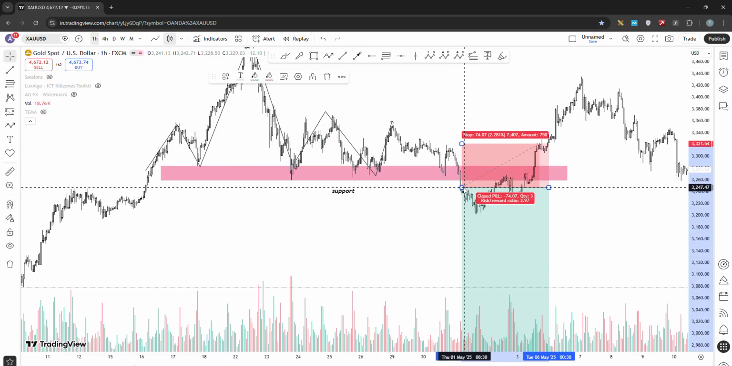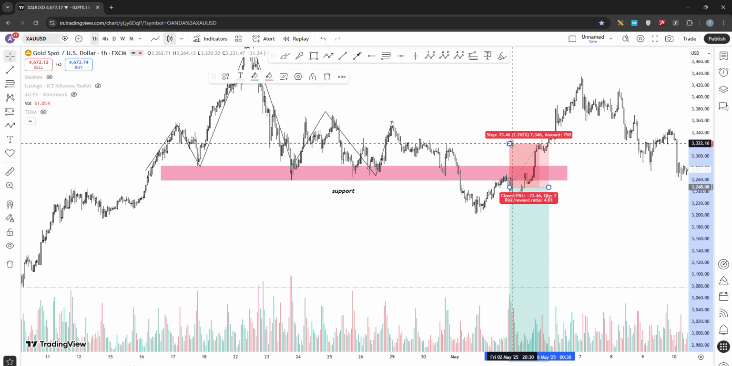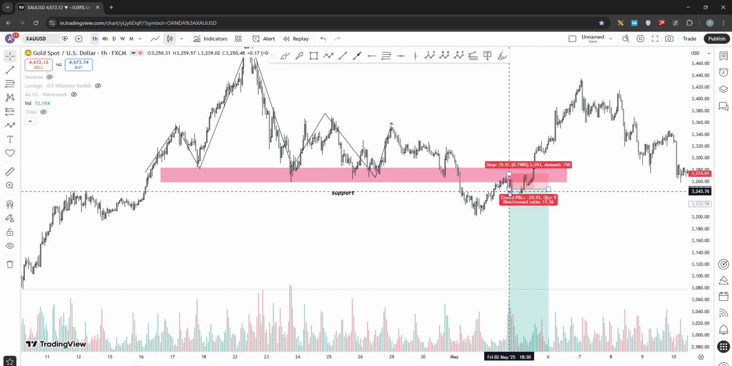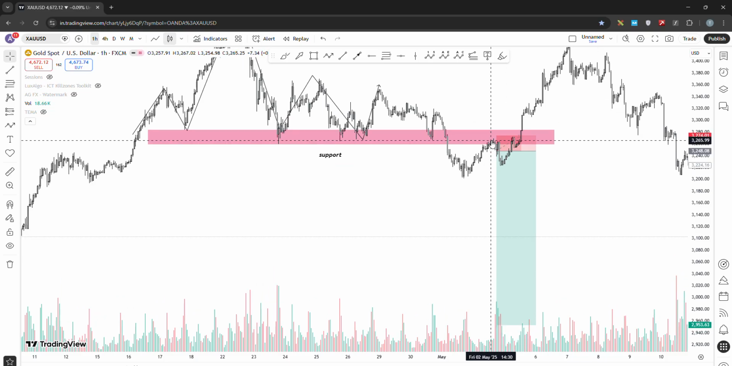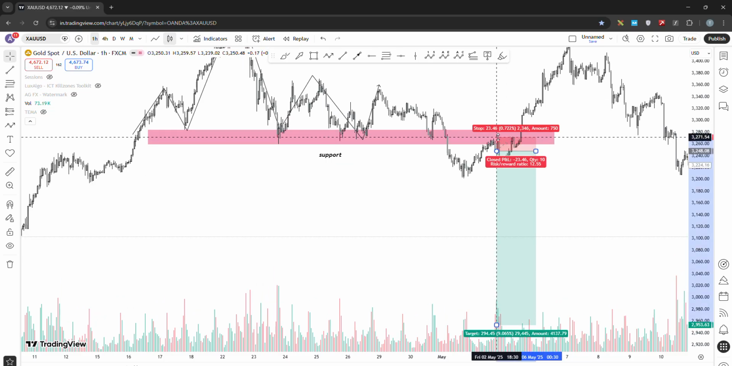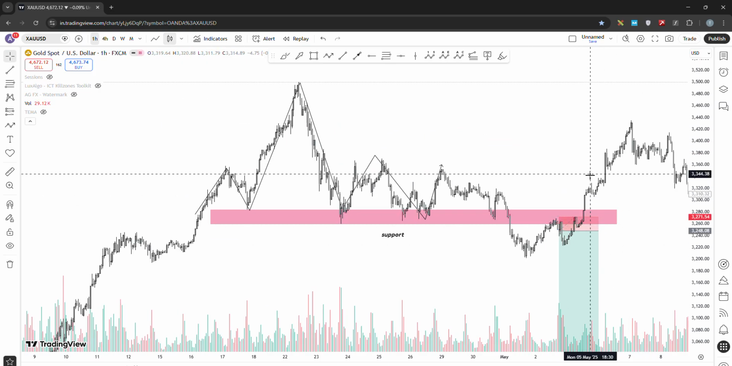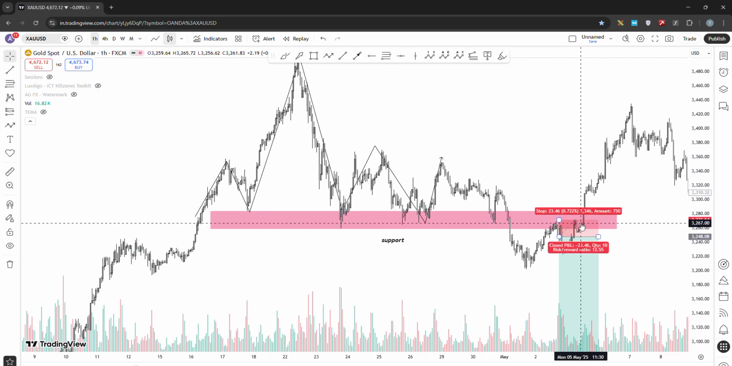Now the passive sellers will also enter the market after it retests this level and they see a reaction from here. They will also put their stop loss just above this rejection candle, but they will also get taken out. And after that, the market will move in a very strong manner.